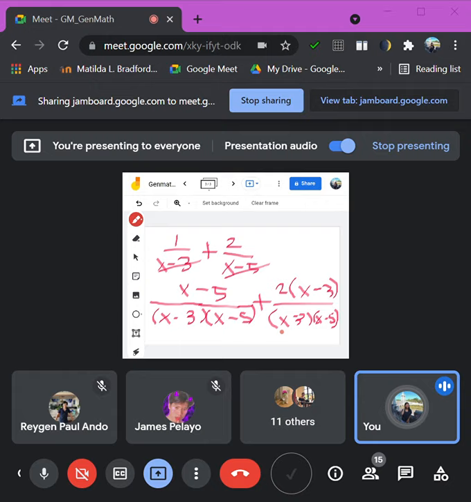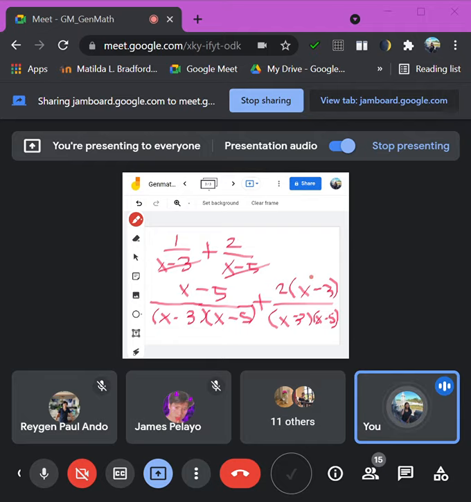Okay, so your LCDs are now the same, and now you can already add. Okay, you can add them right away. Since they have the same LCD, as we said, if they have the same LCD, that is already like fractions. So now we will add them. So how are we going to add this one?